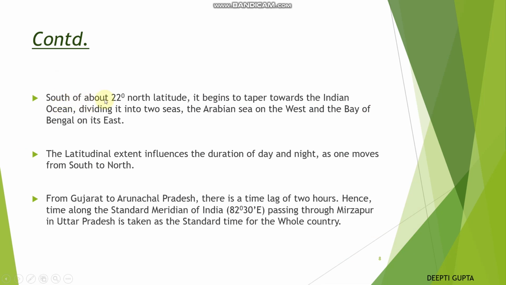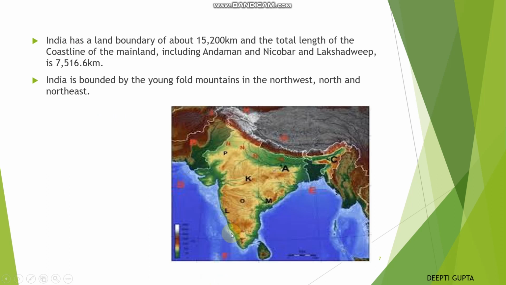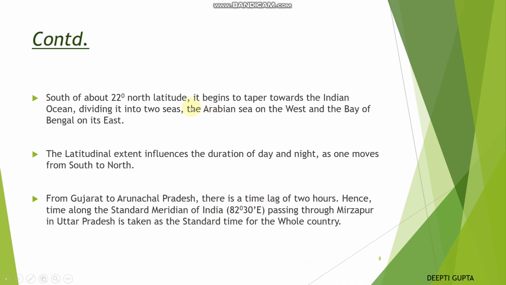South of about 22 degrees north latitude, it begins to taper towards the Indian Ocean and divides it into two seas. Here you can see, here it is tapered, and here we have the Indian Ocean. So what it did? It divides this part into two seas. Here you have the Bay of Bengal and here you have the Arabian Sea. So the two seas are the Arabian Sea on the west and the Bay of Bengal on the east.